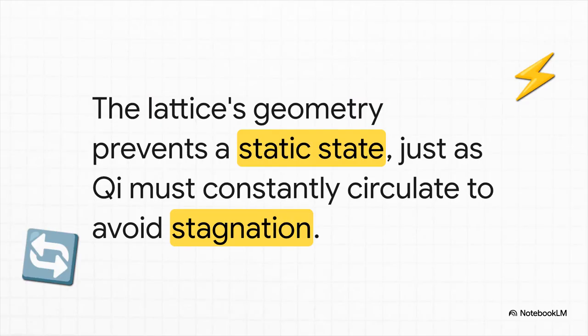Remember that geometric frustration, that system that can never settle down? Well, that is a perfect physical model for the core principle that qi must never, ever stagnate. In both cases, health and function aren't about being in a stable resting state. They're about being in a state of constant, dynamic, balanced motion.